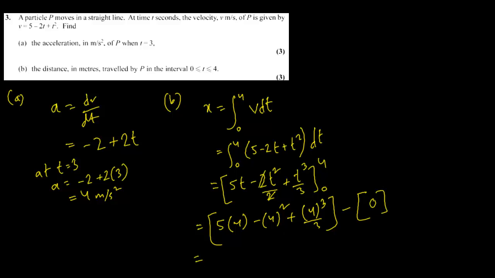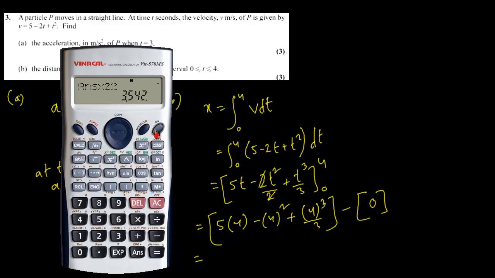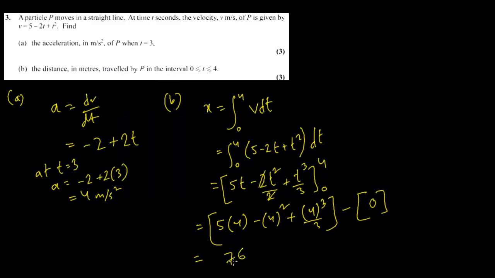So let's do the calculation quickly. 5 4s are 20, minus 4 squared is 16, then plus 4 cubed is 64 divided by 3. So we get 76 by 3. 76 by 3 is the answer, and the unit has to be in meters. Remember, they have given the unit as meters, so it has to be in meters.